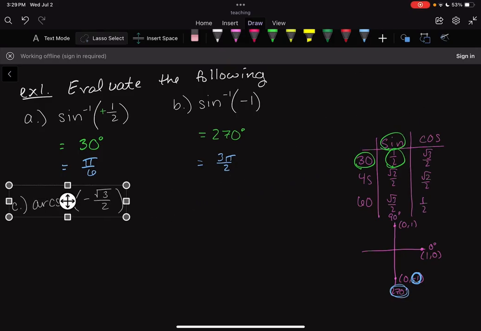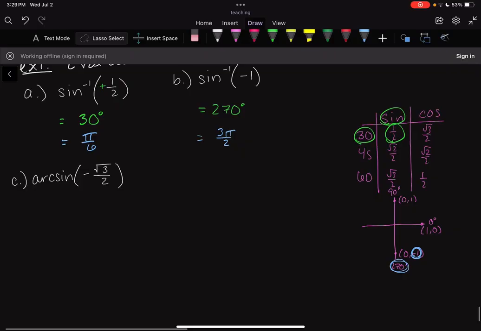I'm going to bring my part C down here because I don't want to lose the table. So this one asks arc sine of negative square root of 3 over 2. This negative is actually going to tell me what quadrant I should be in. So sine is positive in quadrant 1. It's negative in quadrant 4.